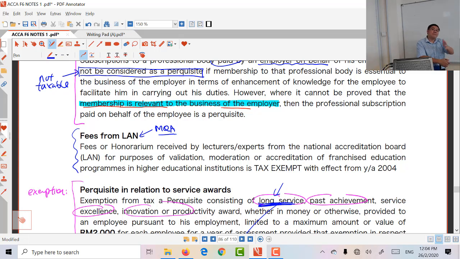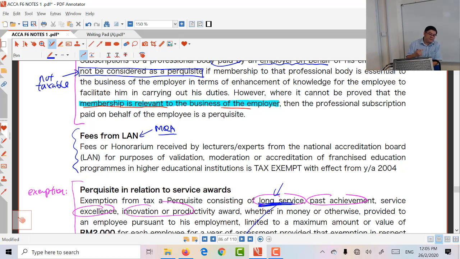That's why if you happen to do ACCA on self-study mode, you don't have to do all these MPU. Because ACCA doesn't have MPU, but because of MQA, we need you to do the MPU. So that's the reason, that's the rationale. Now, we got to see this.